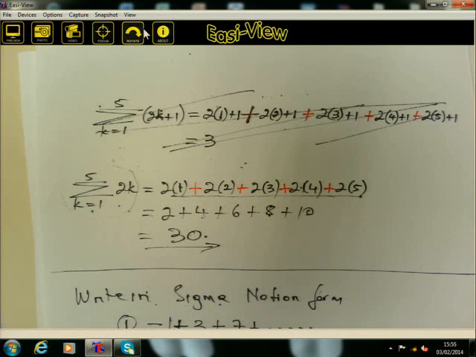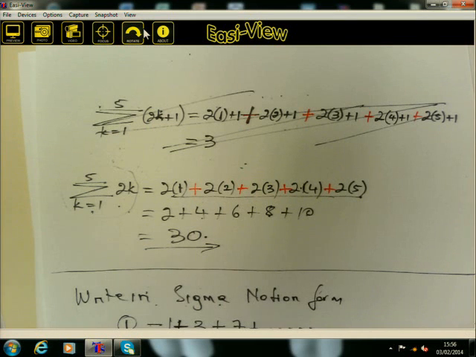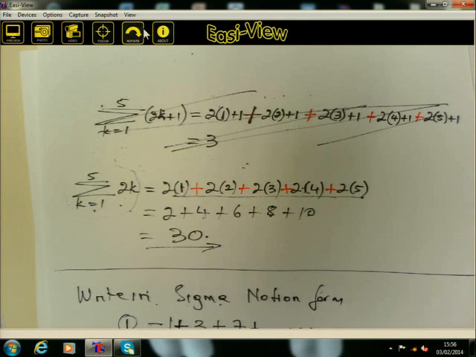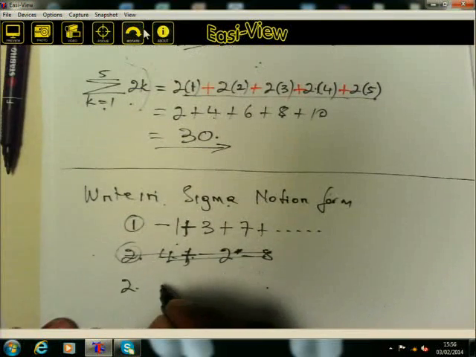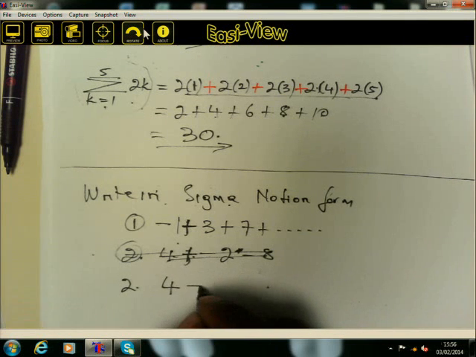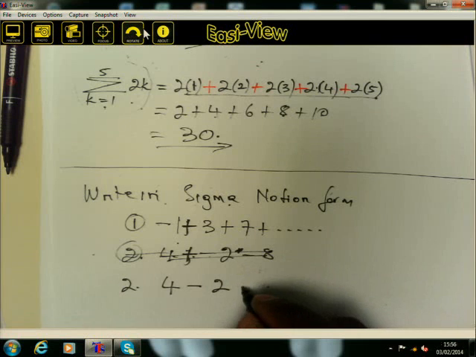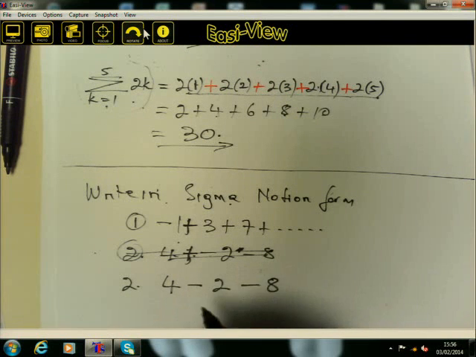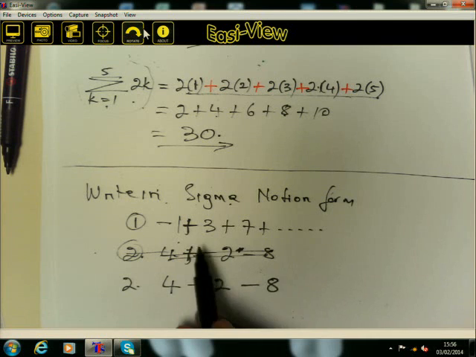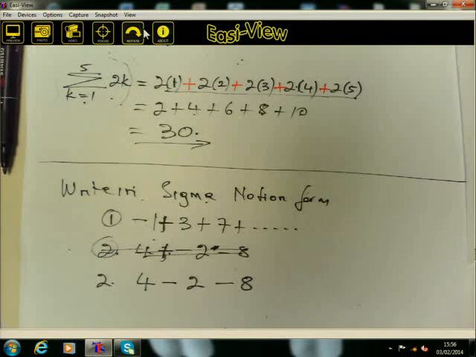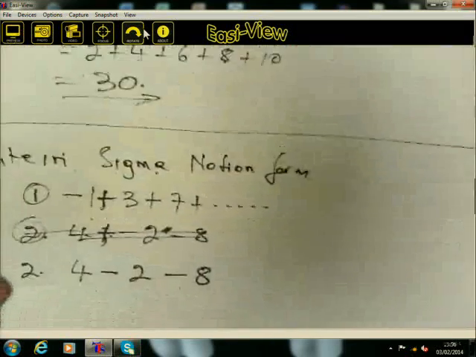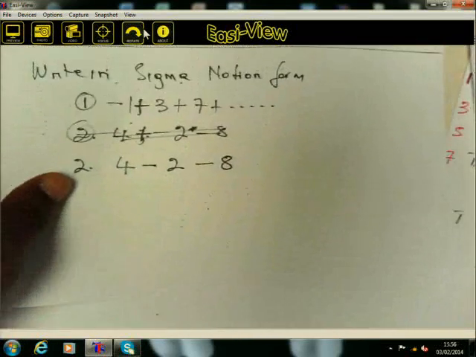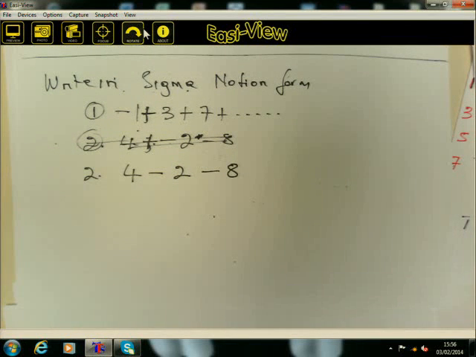Remember, we are adding them. Minus 8. It means this one, let's write it this way. This one is number 2, it will be 4 minus 2 minus 8. These are the two series that we have. We want to take the one with the negatives and take the one with the positives. So let's look at those two and see how far we want to write them in a sigma notation form. Then let's start.